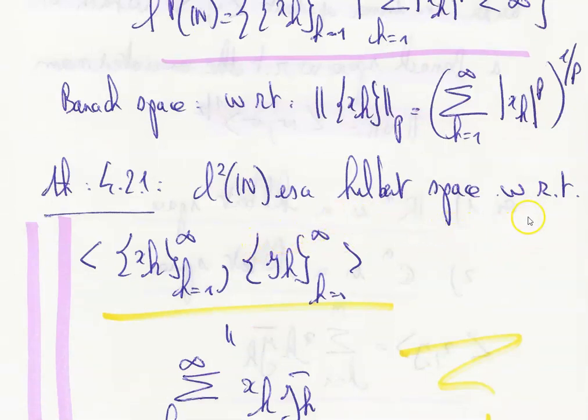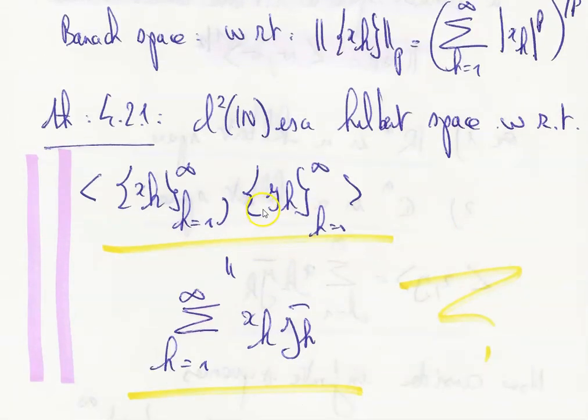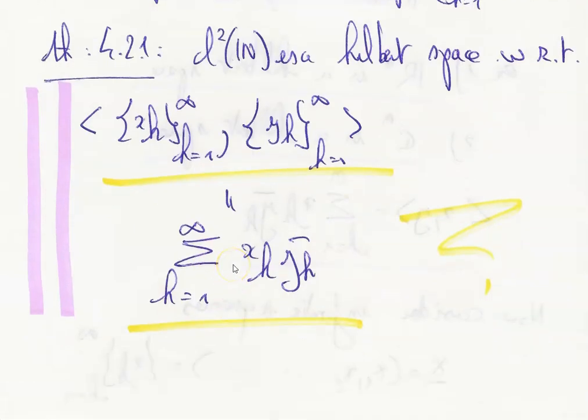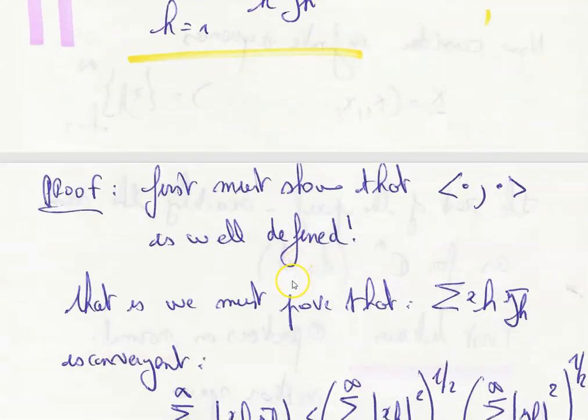l2 is a Hilbert space with respect to the inner product between the sequence of xk for k from 1 to infinity and the sequence of yk for k from 1 to infinity. And this inner product can be written as you see, and when you make the calculation, it is the sum from k equal 1 to infinity of the component xk of x multiplied by the complex conjugate of the component yk of y. Okay, so proof of that.